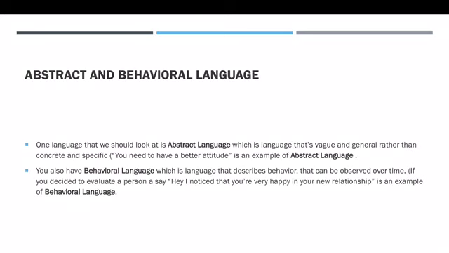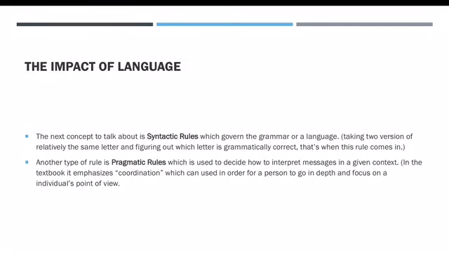And the next concept to talk about is syntactic rules, which govern the grammar of language. So, for example, if we look at two forms of the same type of letter, and I ask you which letter is grammatically correct, that's an example of syntactic rules, where the meaning might be the same, but the grammar in that letter, or what I'm saying, might be wrong.